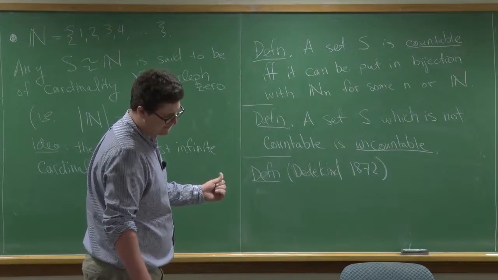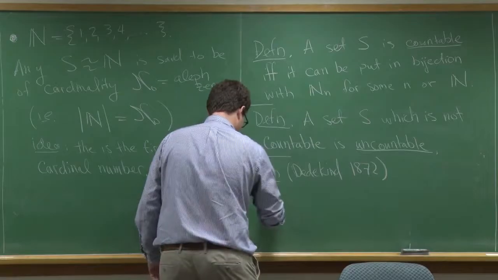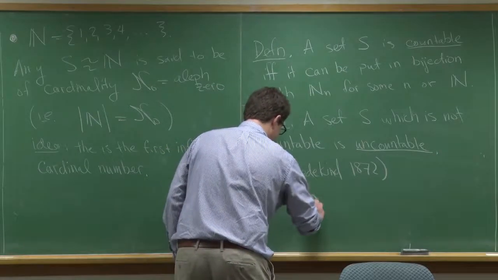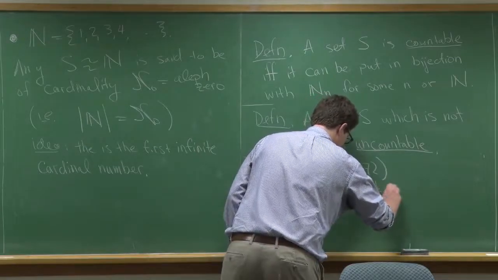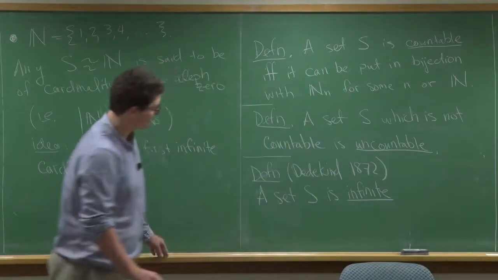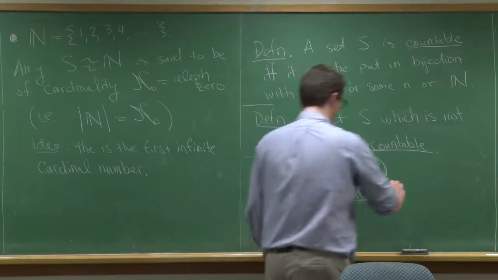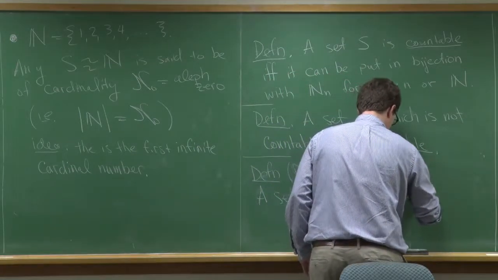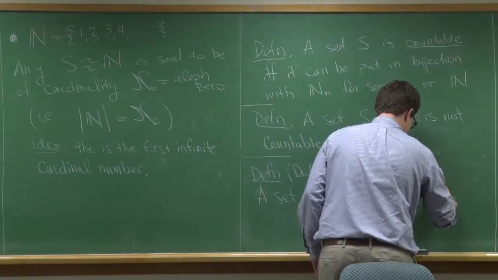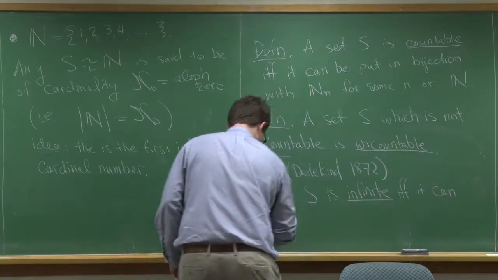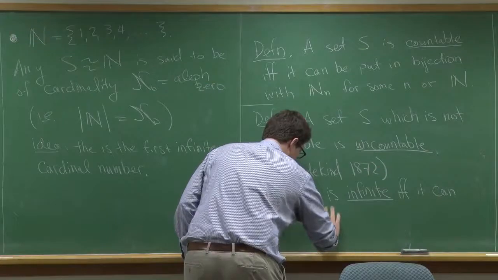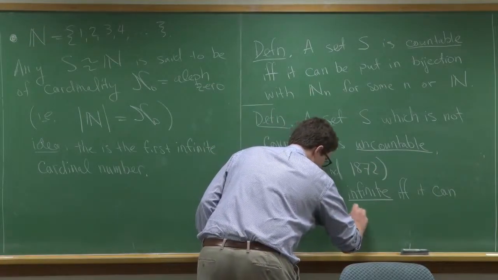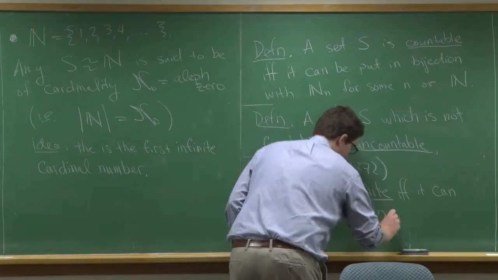So he said the following. A set S is infinite if and only if it can be put in bijection with a proper subset.